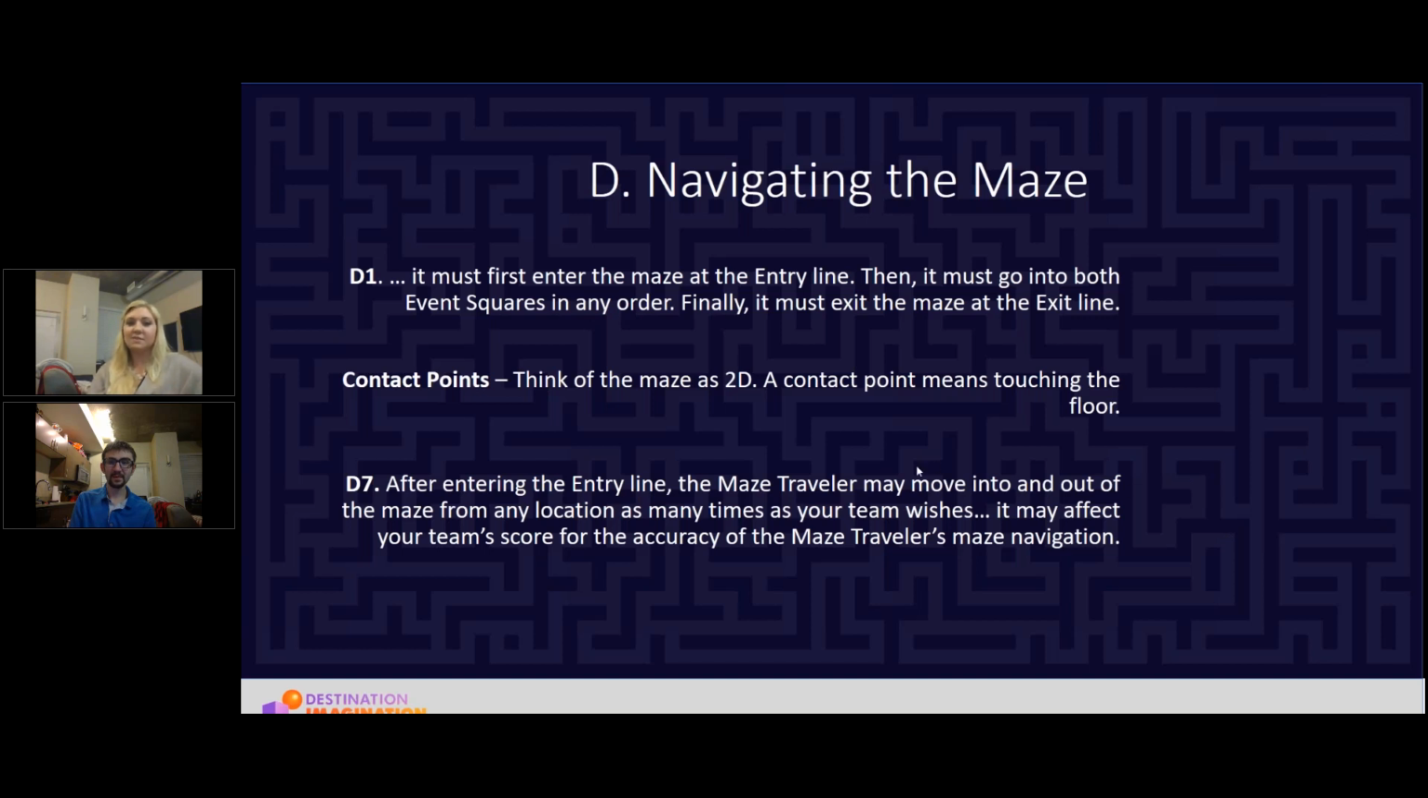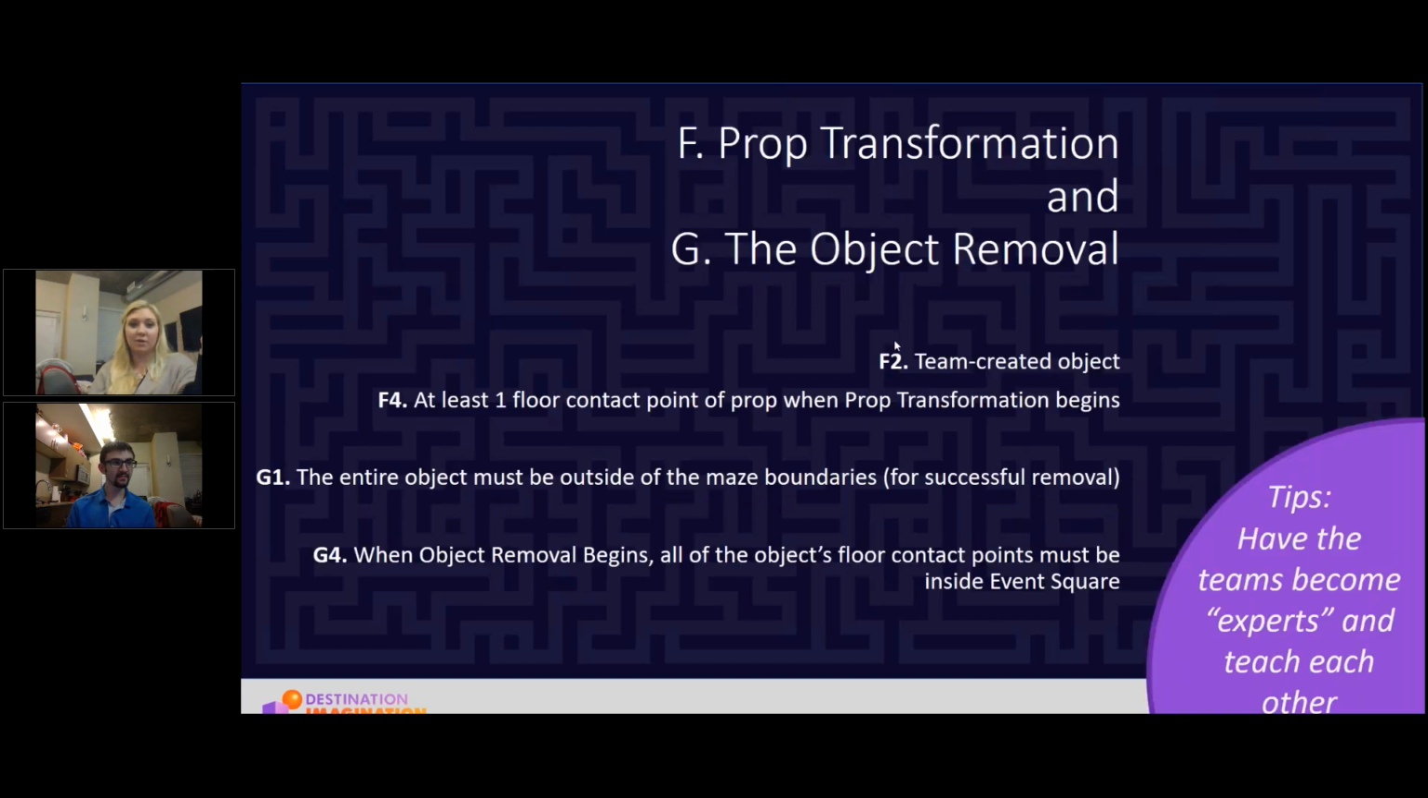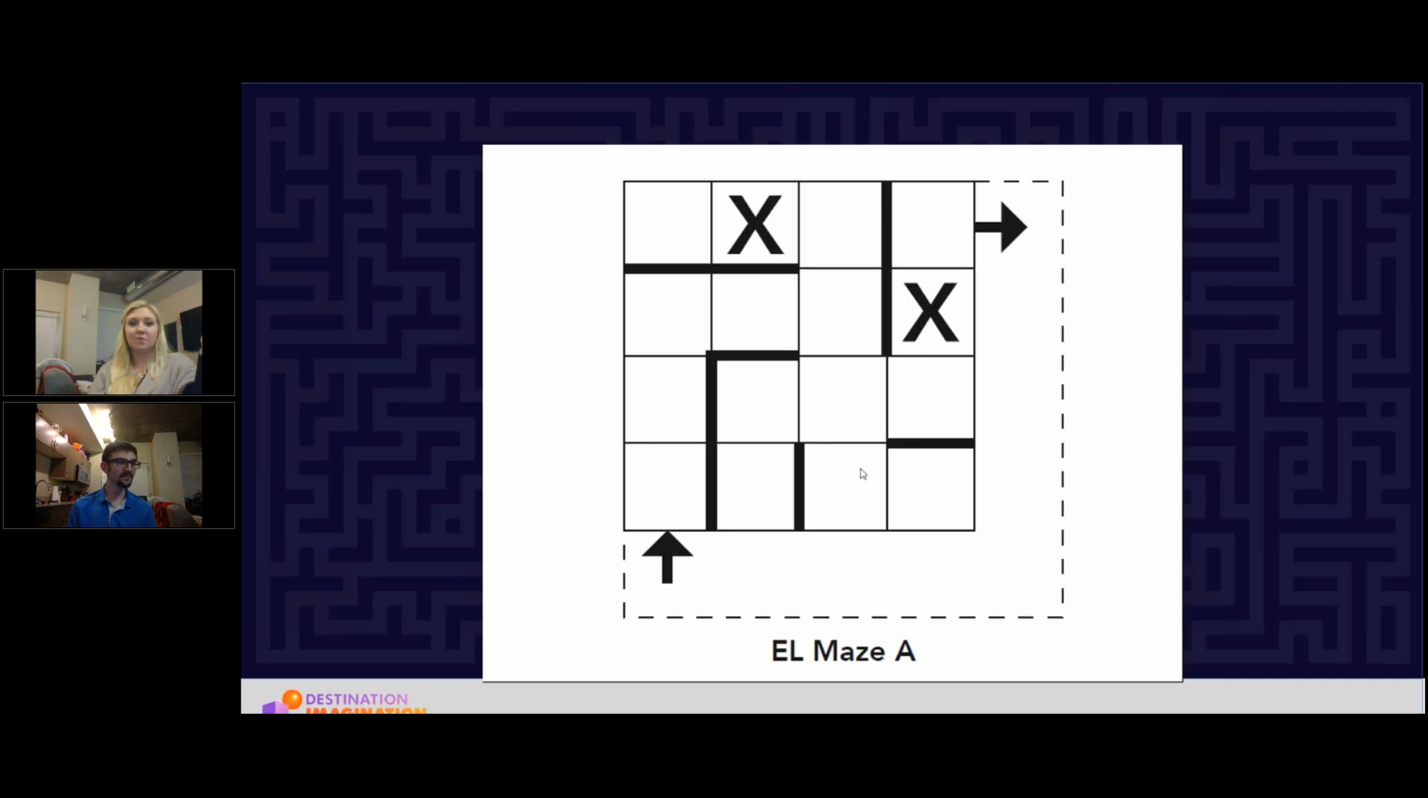Okay, so the next piece here is navigating the maze, and this is section D of the challenge if you're following along. One thing we wanted to point out was how a maze traveler should navigate the maze. In D1, the second half of it mentions that the maze traveler needs to enter at the entry line, go through both event squares, and exit at the exit line. So I'm just going to go back here to our maze. It has to enter at the entry line.